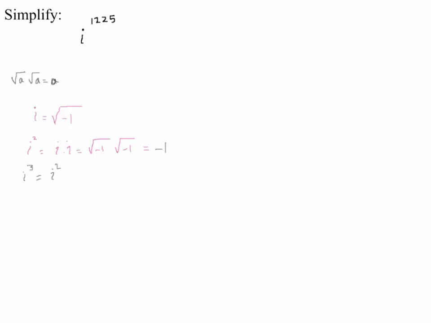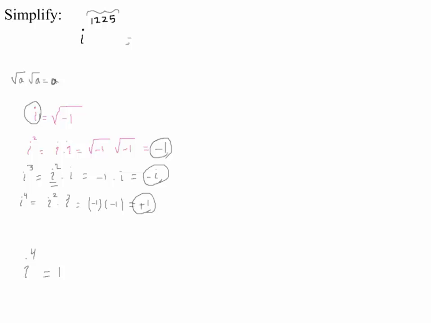So I cubed would be equal to I squared times I. Now I squared, we already know, is equal to -1 times I, so I cubed is equal to -I. Now if I take a look at I to the power of 4, it is I squared times I squared, which is equal to -1 times -1, which is equal to +1. So when you have I to a higher power, we have to reduce it to plus or -1 or plus or -I. That's what we want to see. So we're going to remember here that I to the power of 4 is equal to 1.